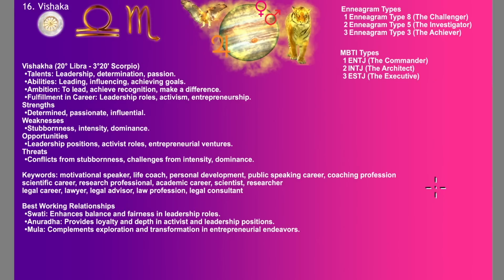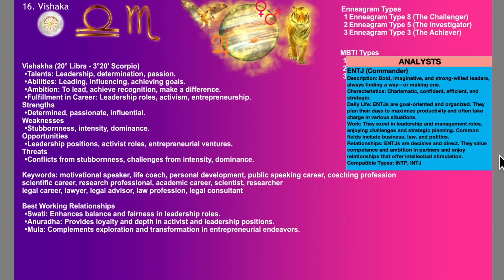Looking at the MBTI types, the first one we have on the list is ENTJ. So what does ENTJ provide us? They are the commander, bold, imaginative, strong-willed leaders, always finding a way or making one. Once again, I can see coaches because they will also be moving towards people, typically charismatic, confident, efficient, and strategic. Business coaches comes to mind.